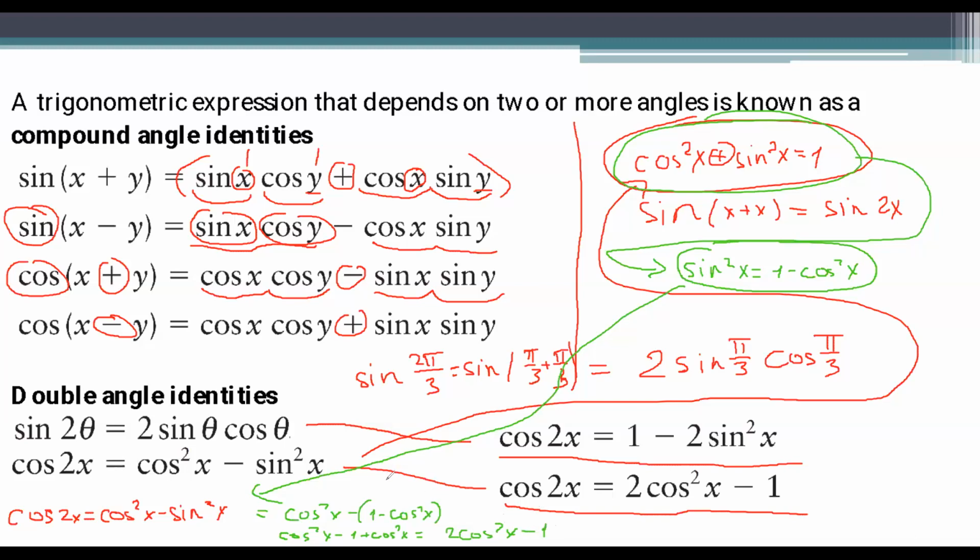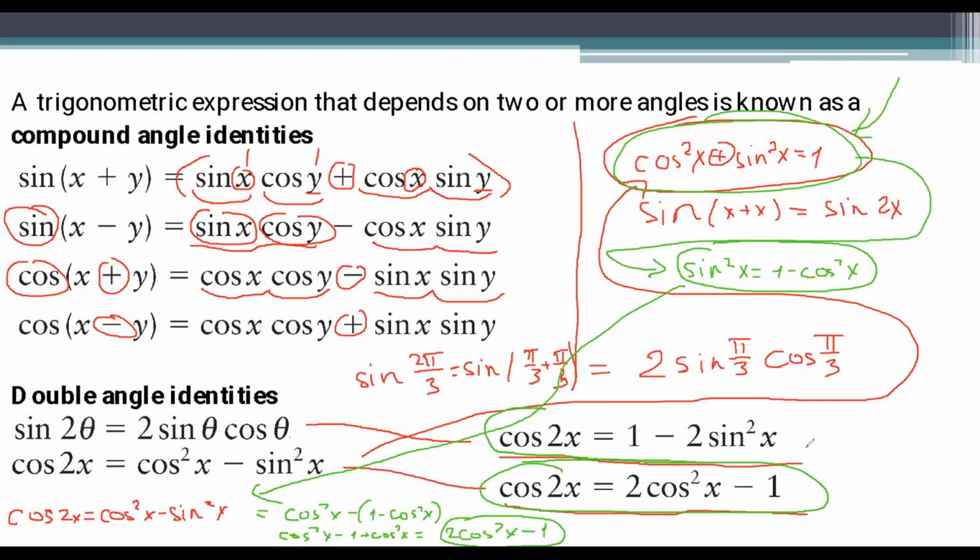You see? Guys, can you see that? Basically, I proved using one of the core identities that cosine 2x equals cosine squared x minus sine squared x, which could also be expressed as follows: cosine of double angle equals 2 times cosine squared x minus 1.